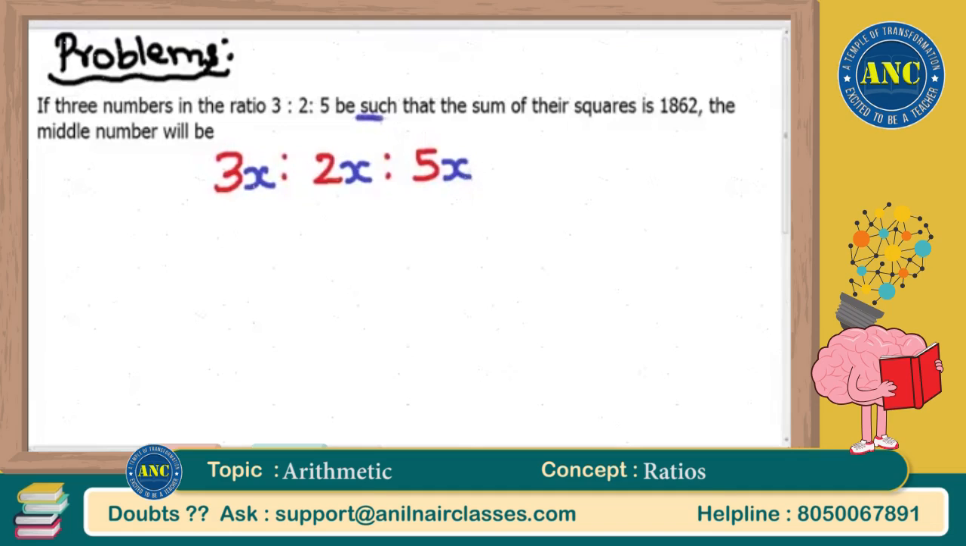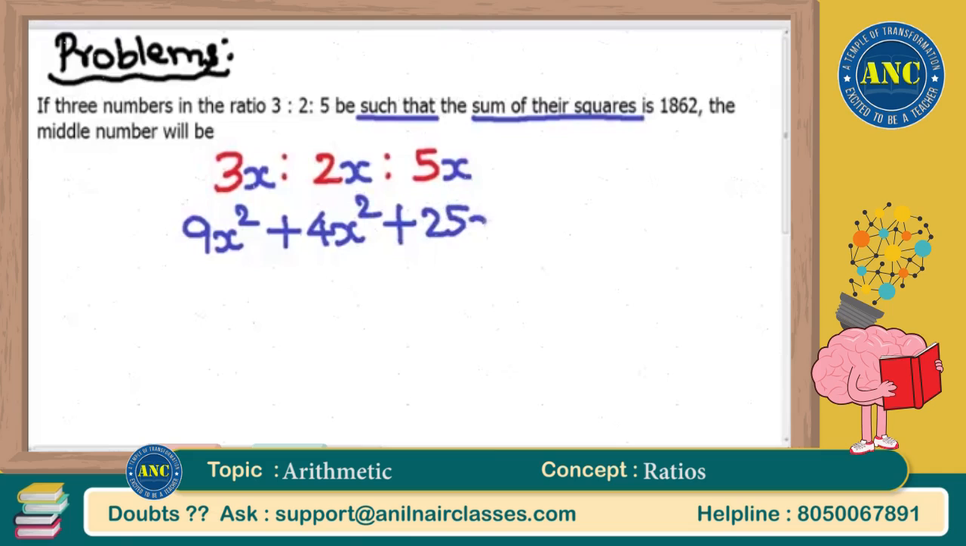What is the condition? The sum of their squares. Sum is addition. Squares: 3x squared is 9x square, 2x whole square is 4x square, 5x whole square is 25x square. How much is it? It is given in the question as 1862. Find the middle number. Middle number is 2x.